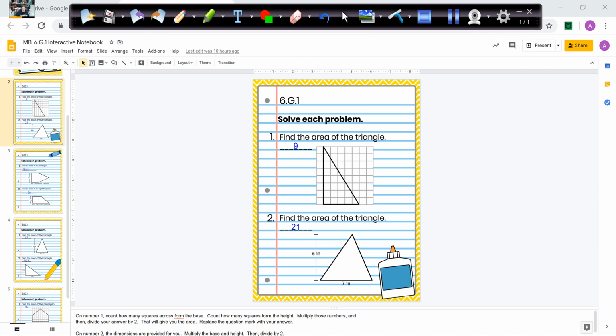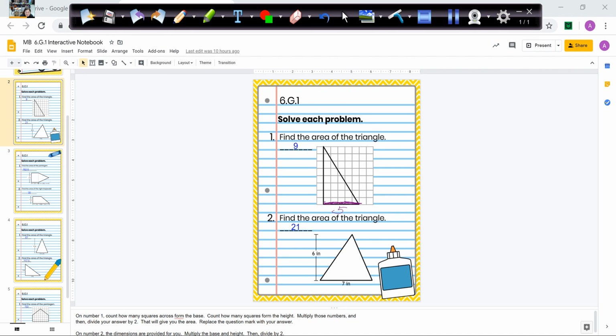On number 1 on this first page, the first thing you had to do was count how many form your base. So let's do this. We'll make it violet. Okay, so here we're going to find our base. 1, 2, 3, 4, 5. From here to here made our base, so that is 5. Our base on the first triangle is 5.